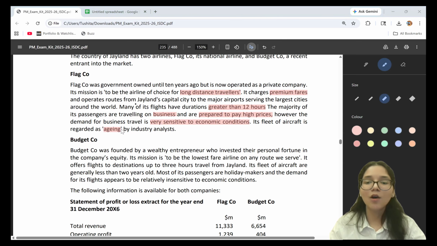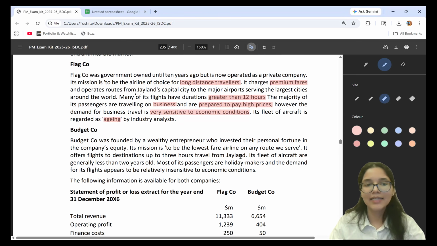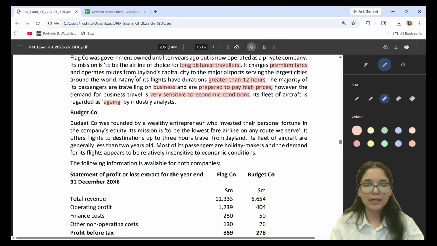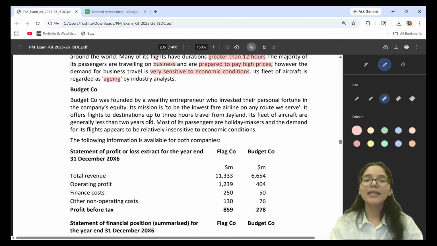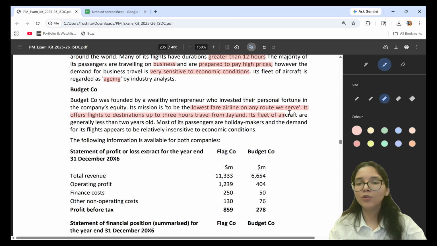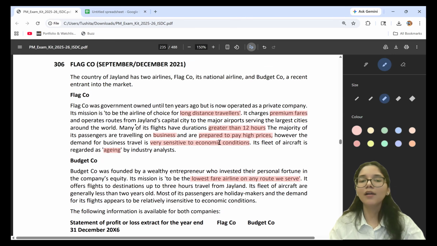Yes, aging means it is old. All of the planes that we have, they are getting old. Now the new planes are coming out with even better technology. Absolutely right, guys. Then we're told about Budget Company. Budget Company was founded by a wealthy entrepreneur who invested their personal fortune into the company's equity. The mission is to be the lowest fare airline on any route we serve. So they want to be the lowest fare.